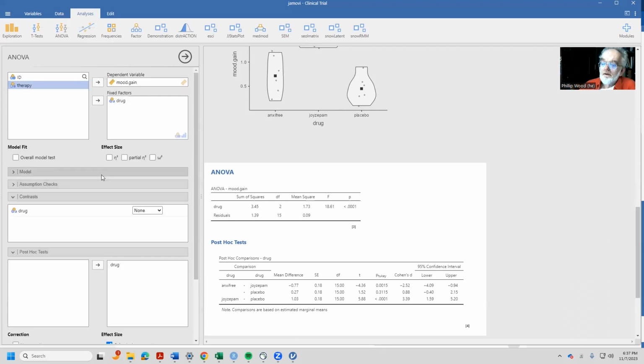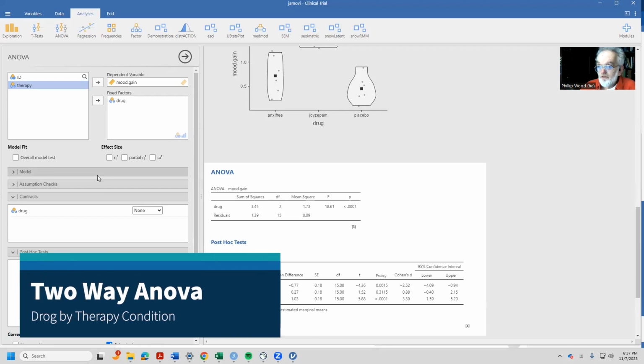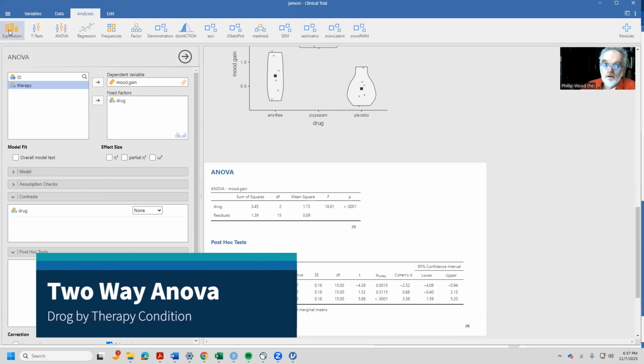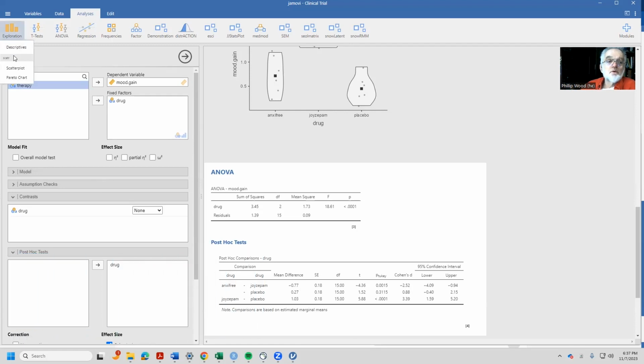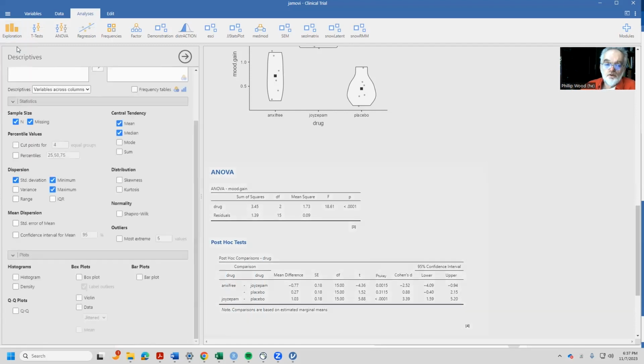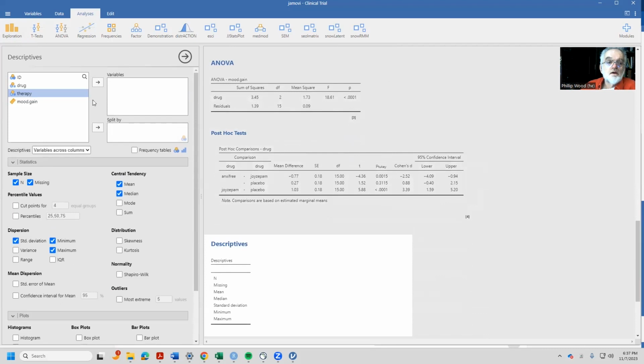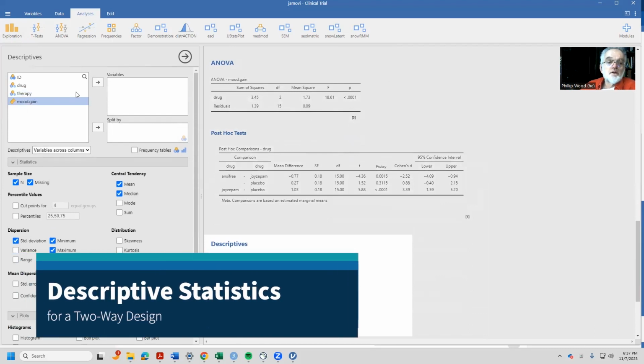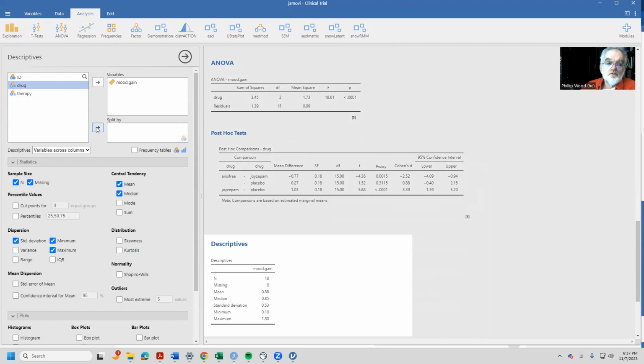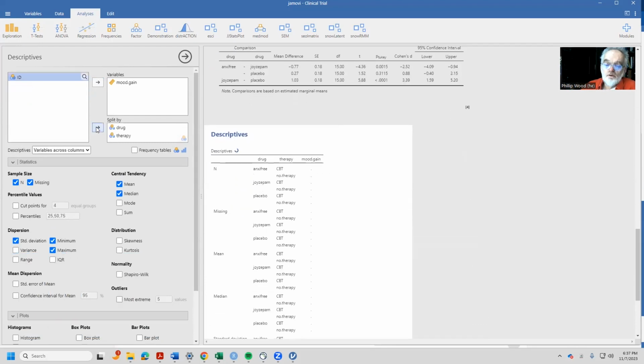That's a one-way analysis of variance. Now, when we're looking at an experiment with more than one independent variable, the analysis is just a little bit more complicated. Let's go back to our exploration and take a look at our descriptive statistics again. And now we're going to say, I would like to take a look at the dependent variable of mood gain, but I want to split this out by the therapy and the drug groups.